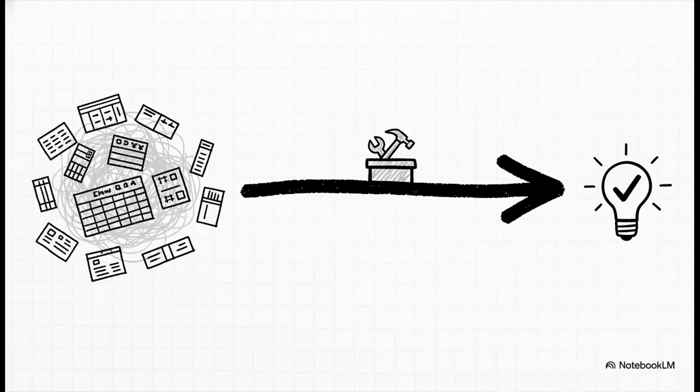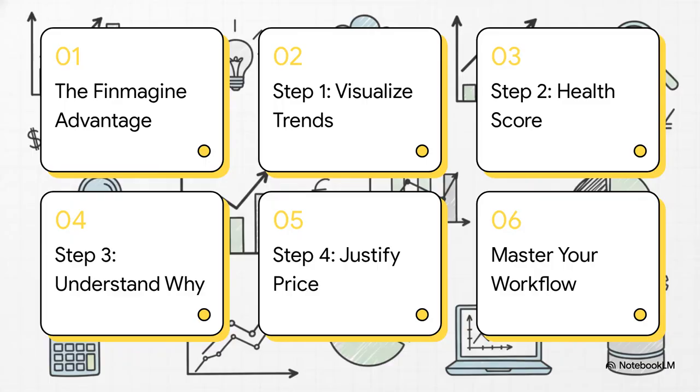It's built as this super streamlined 4-step journey that takes you from all that raw, confusing data to a really clear, confident decision. So here's the game plan for today. First, we're going to see the big picture by visualizing key trends. Then, we'll get a super quick diagnosis with a financial health score. After that, we get to play detective and figure out the why behind those numbers. And finally, we'll tie it all back to the question that matters most. Is the price right? Let's jump into step 1.